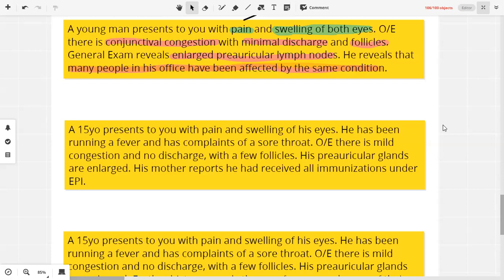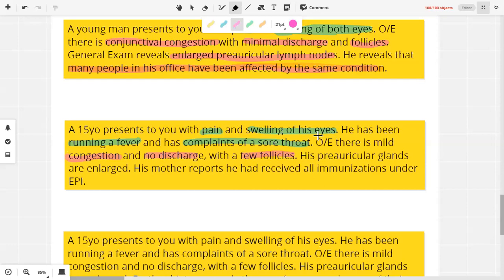What are the important signs and symptoms in this case? Pain and swelling of the eyes along with fever and sore throat. So the important symptoms in this case are pain and swelling of his eyes. He has been running a fever, an additional symptom, and has complaints of a sore throat. So on examination, the important things are mild congestion, no discharge, few follicles.